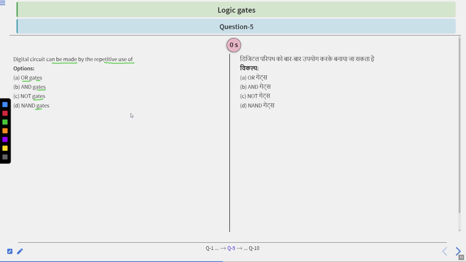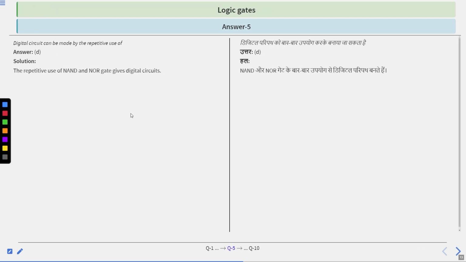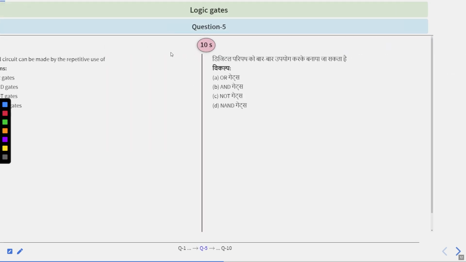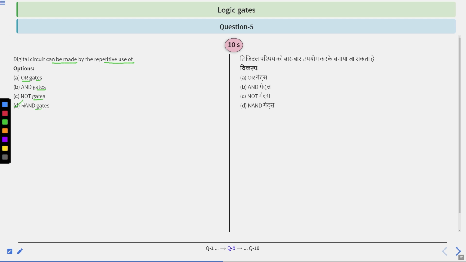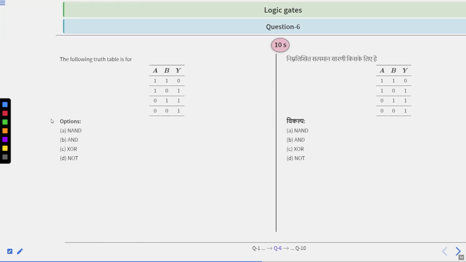Let's find a solution. The digital circuit can be made by the repetitive use of NAND and NOR gates, which give digital circuits. Clear? So the correct answer is D. Option D is correct. Clear? Next question, question 6.